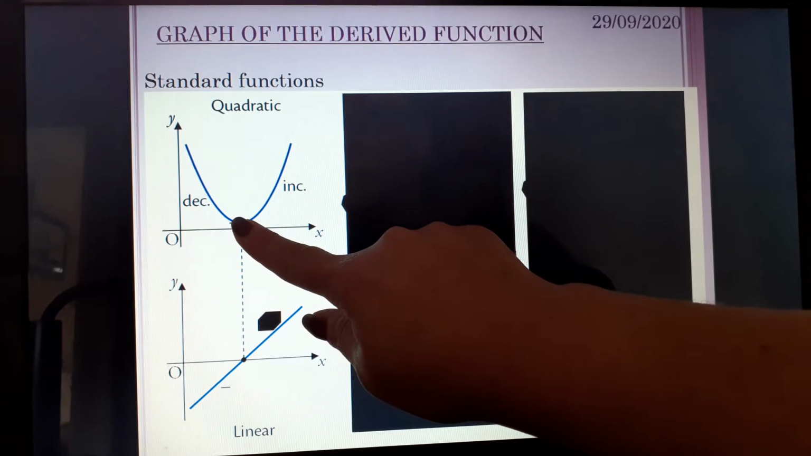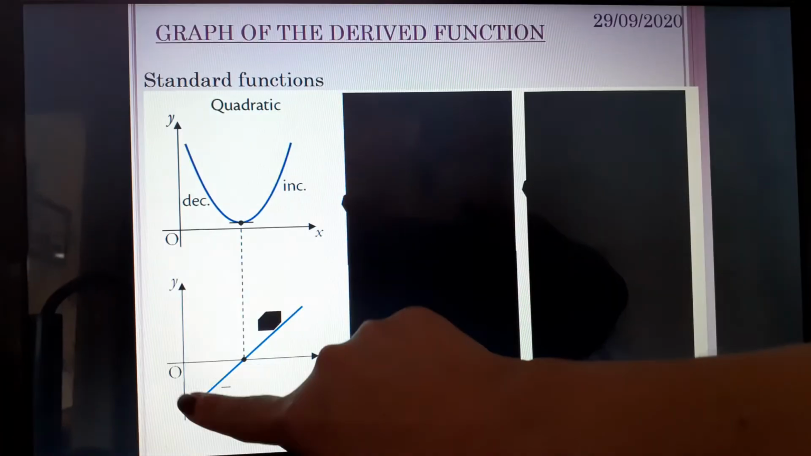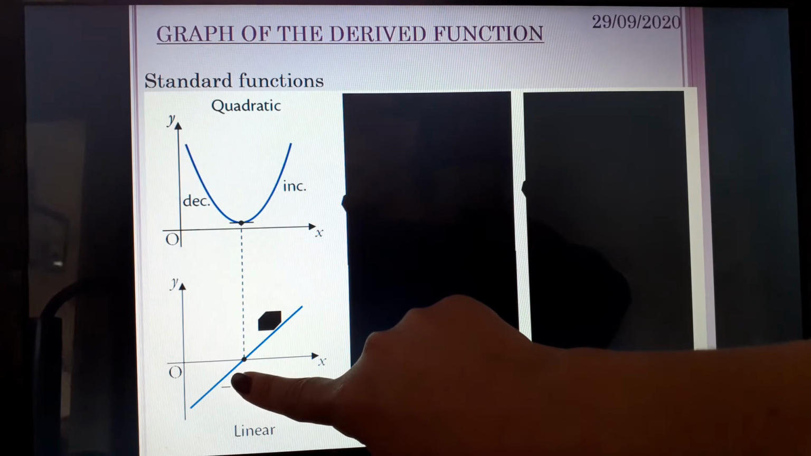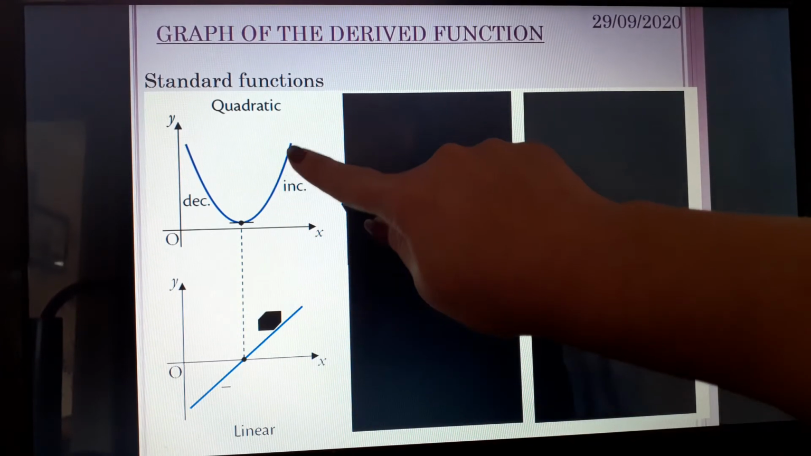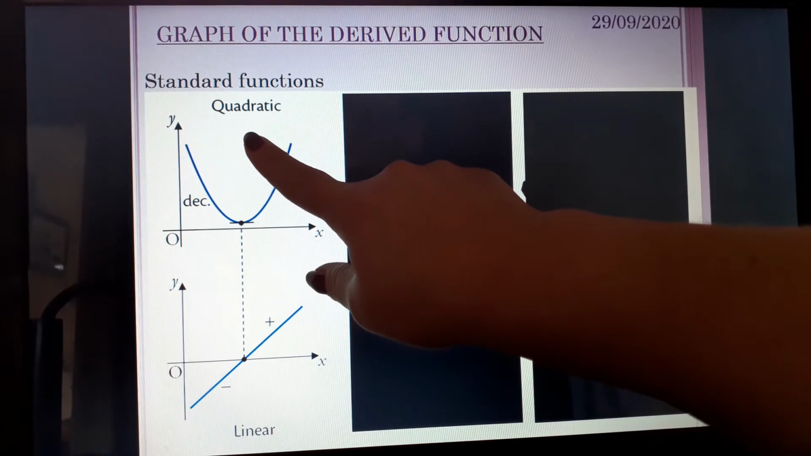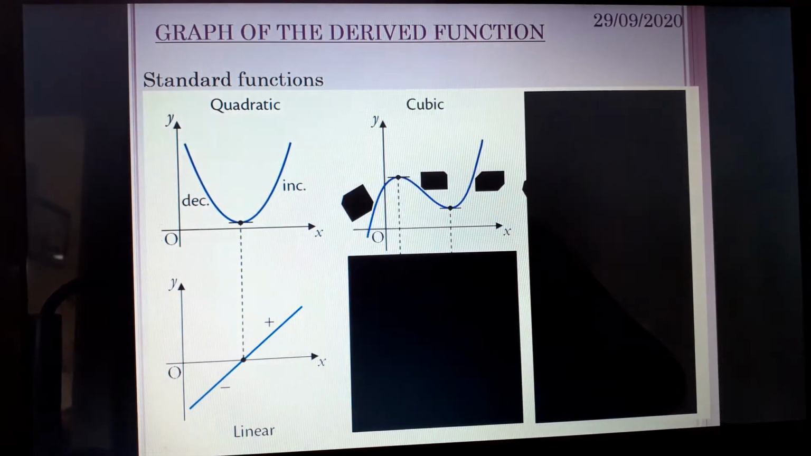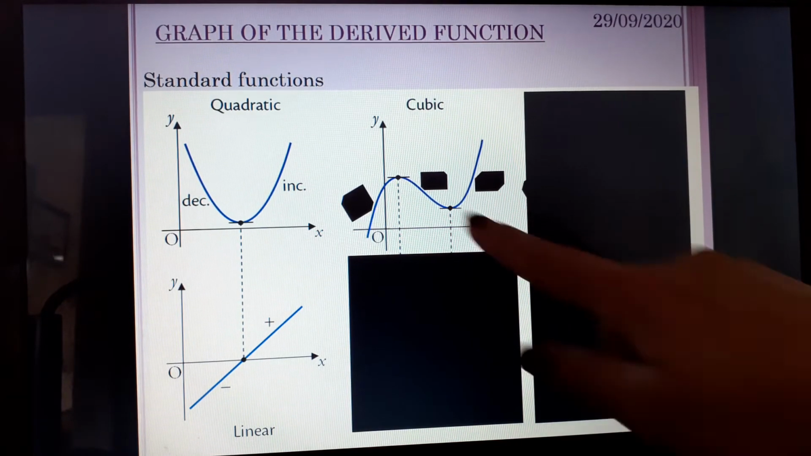So the turning point goes on the x-axis. If the graph is decreasing, this is the graph of the derivative. It has to be below the x-axis. If the graph is increasing, then this part of the graph has to be above the x-axis. Okay, and as you can see here, a quadratic has turned into a linear when you've differentiated it. So here we have a cubic. Okay, so here we have the turning point.